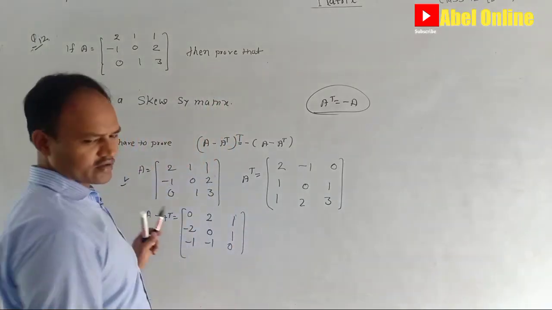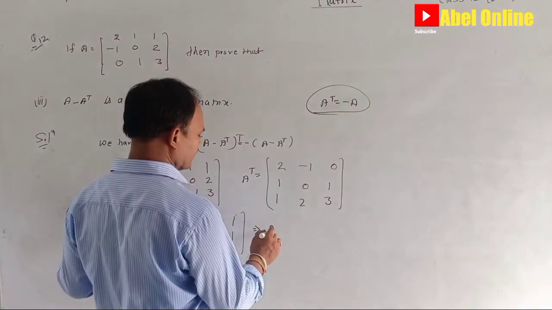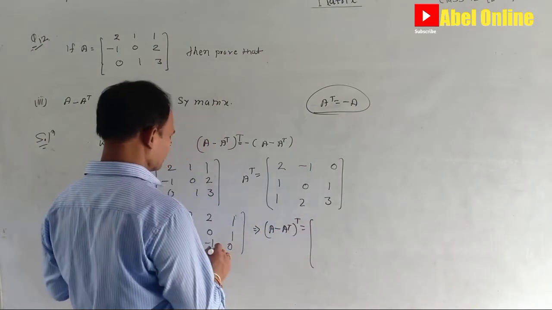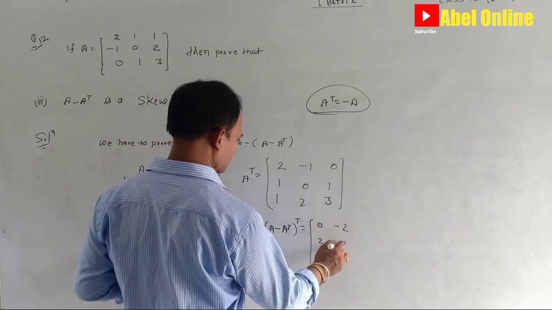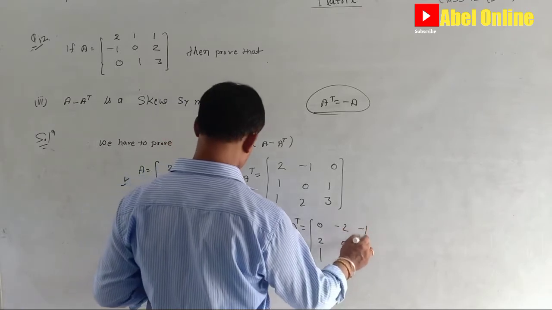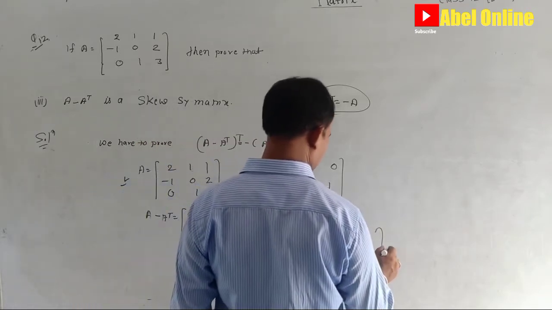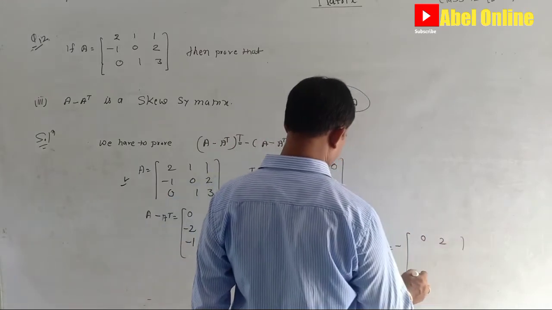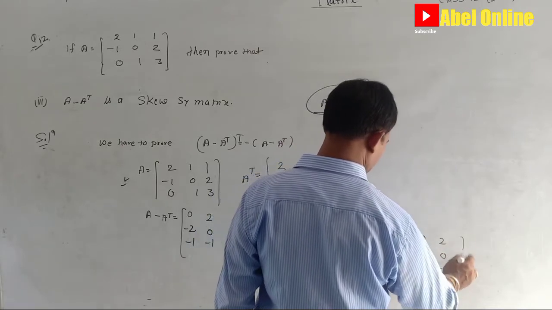Okay, so it is A minus A transpose. Now we are going to find (A minus A transpose) whole transpose, equal to 0 2 1, minus 2 0 1, minus 1 0. Take the minus common, so it is minus 0 2 1, minus 2 0 1, minus 1 0.